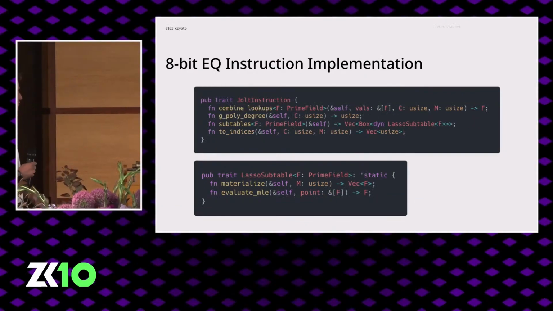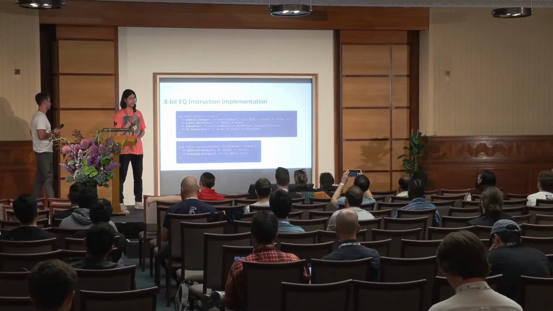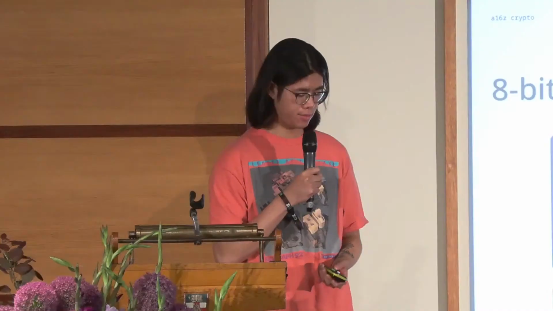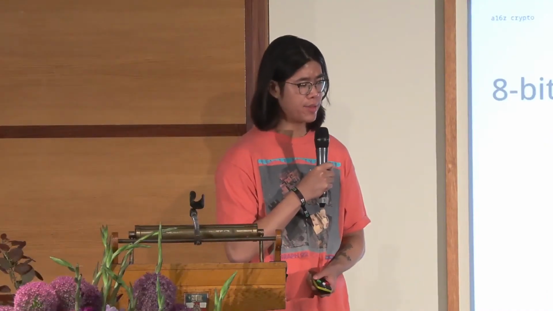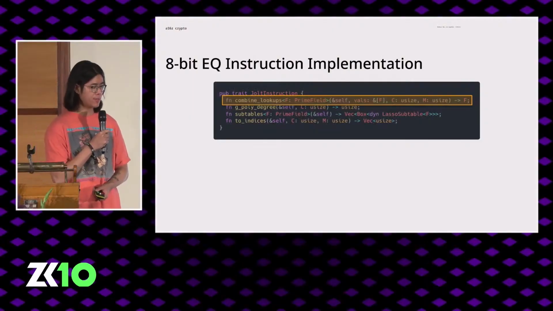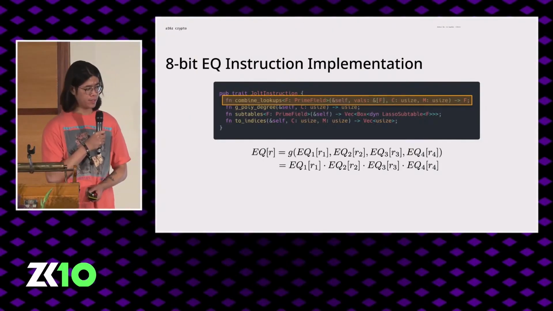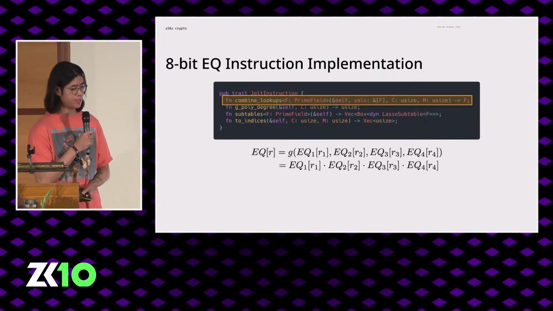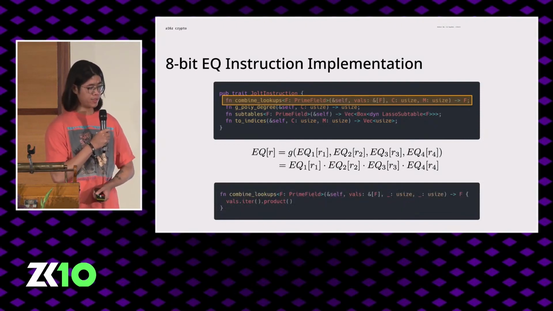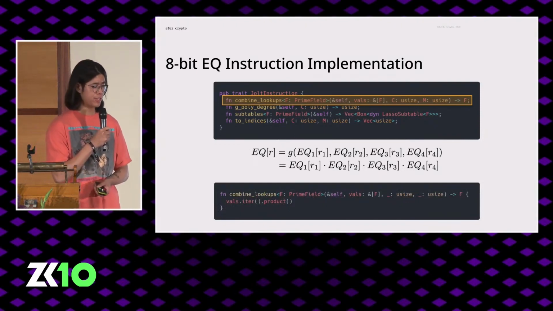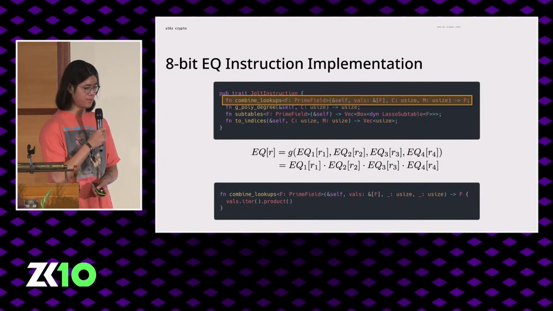All right, so returning to those 2 Rust traits that Sam introduced earlier, we're going to implement them for the equals instruction. Starting with the Jolt instruction trait, we have 4 methods to implement. First, combine lookups is basically this G polynomial combining the subtable values that we just saw. In the case of equals, that's just taking a product over all of the subtable values, which is this one-liner in Rust, nice and easy.